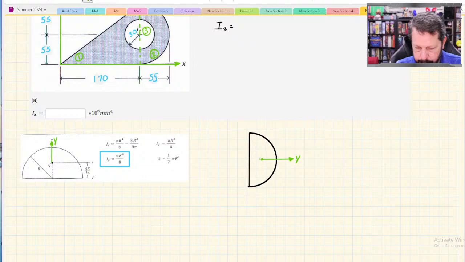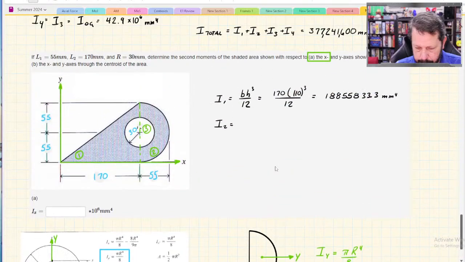They said that IY equals pi r to the fourth over 8. The only problem with that is that on our original diagram, that's this axis. So we are going to need to use the parallel axis theorem with this distance.